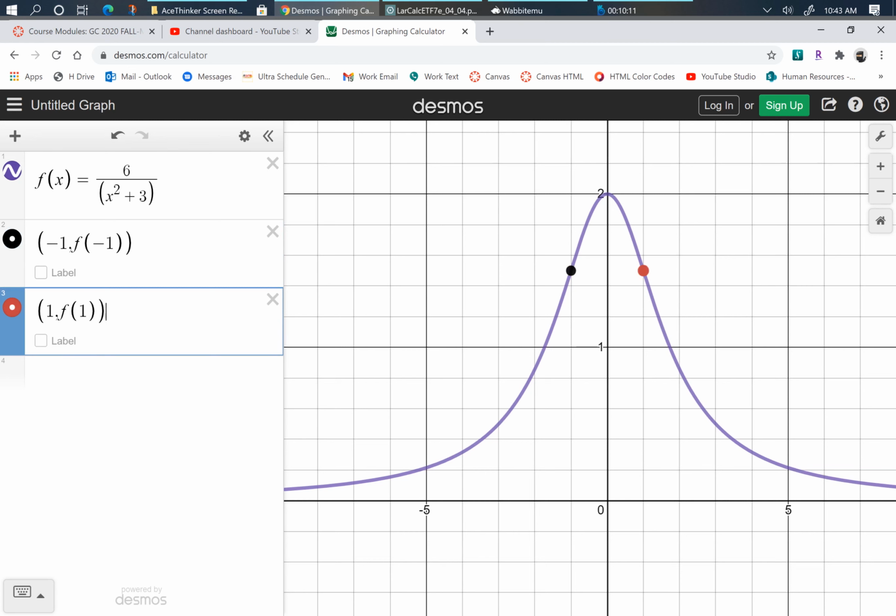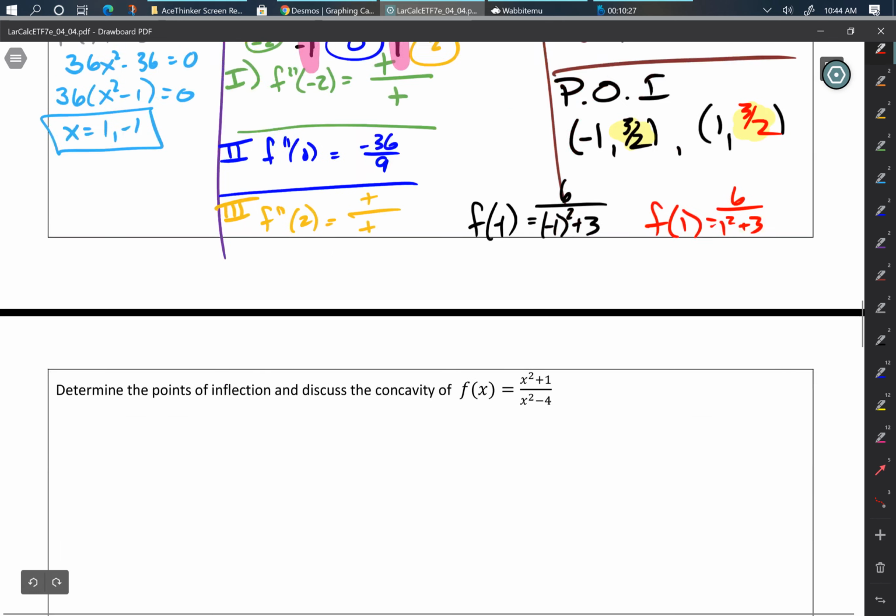And that to the left of that black point on the graph, we're concave upward. Between the black point and the red point, we're concave downward. And to the right of the red point, our graph is concave upwards. Gosh, I love Desmos. All right, let's take a look at another example.